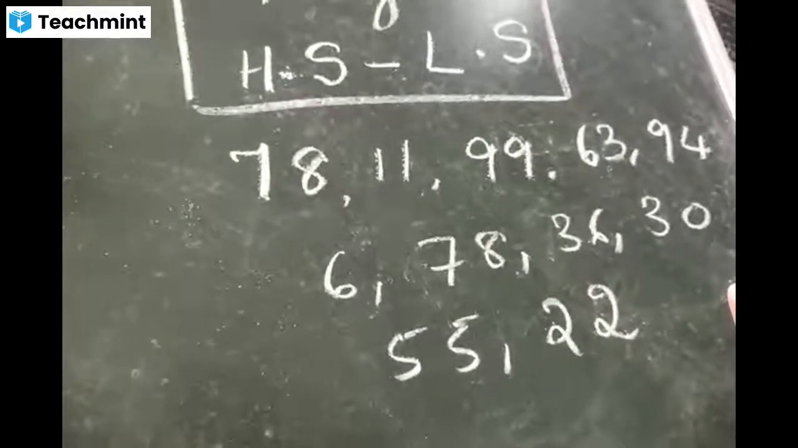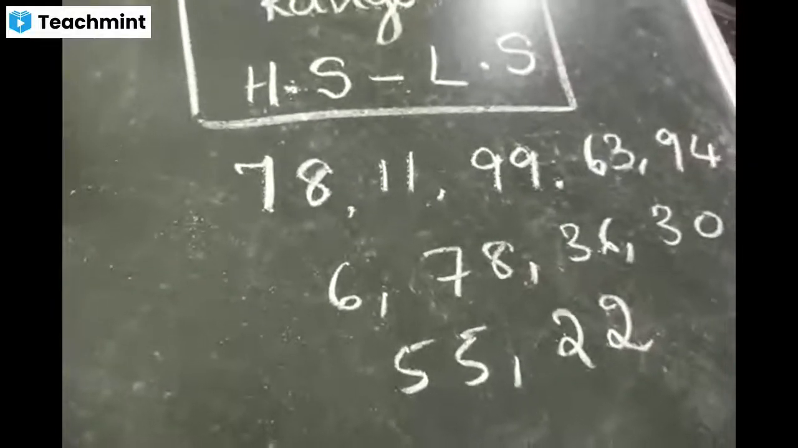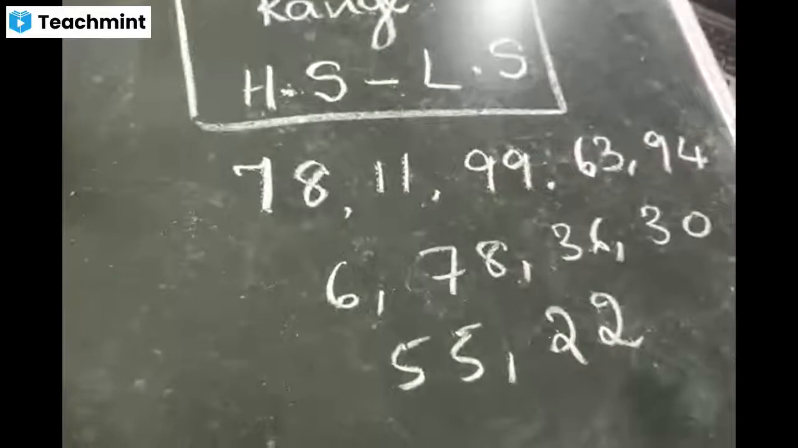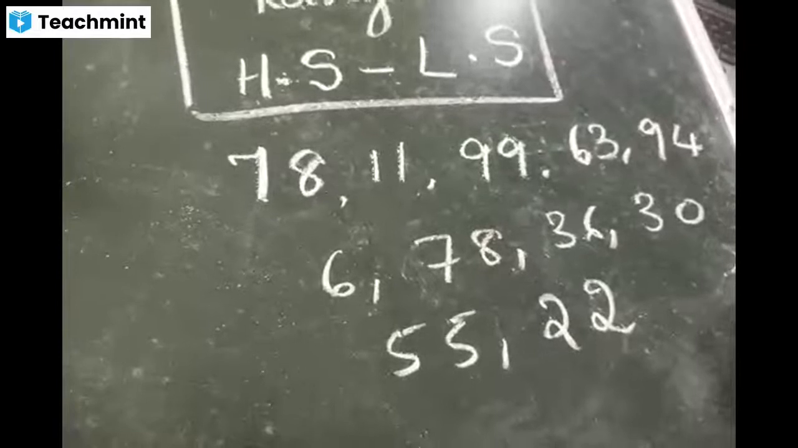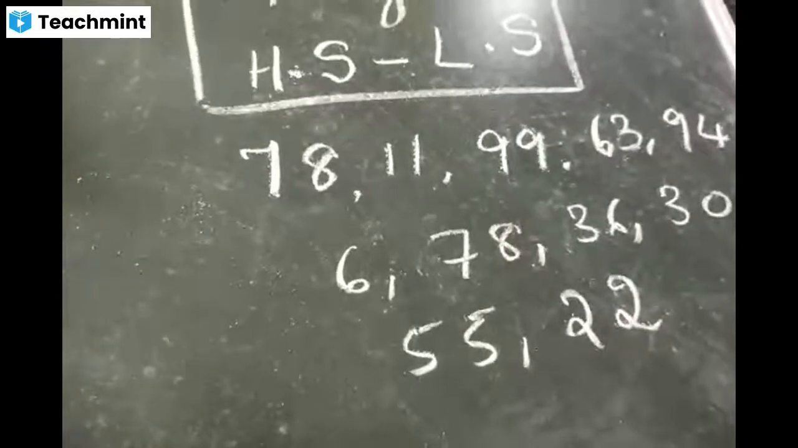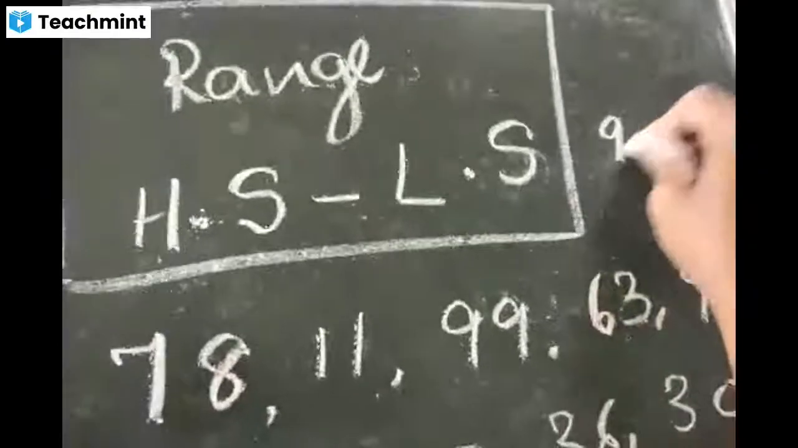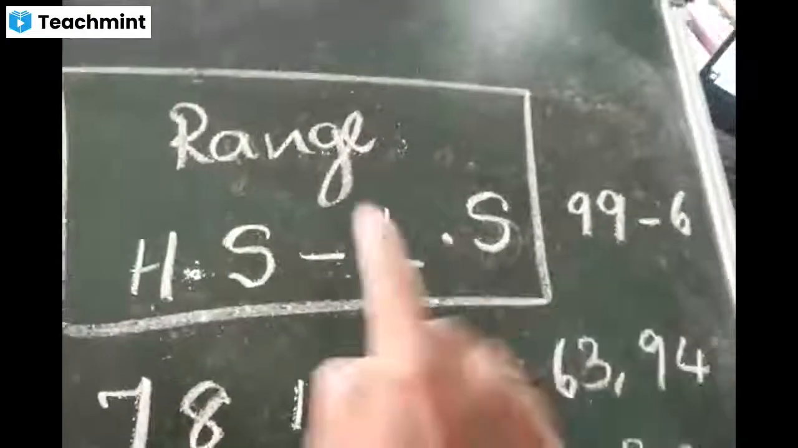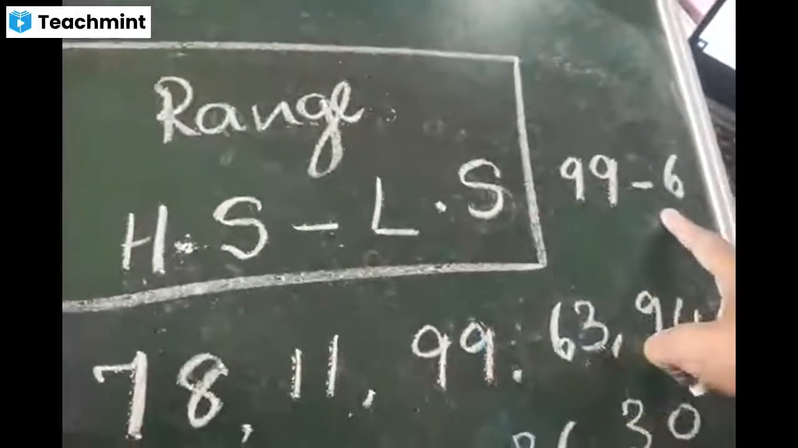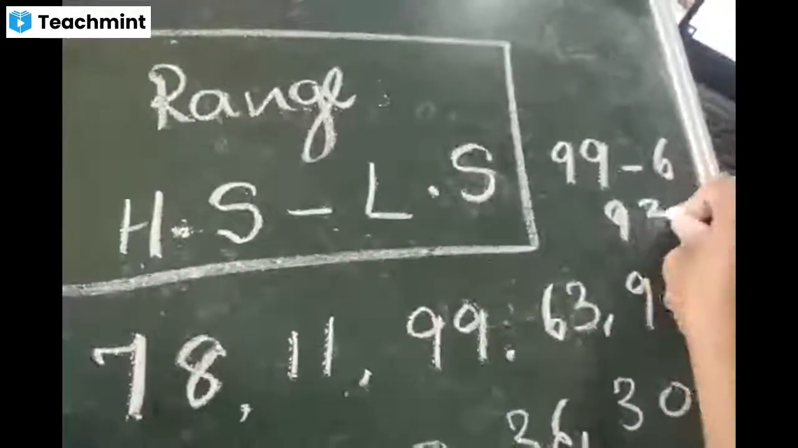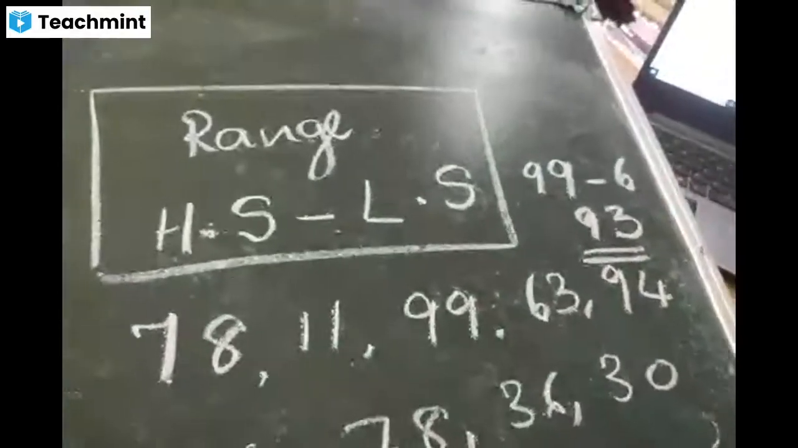Tell me the answer. Unmute and tell me the answer. Smallest number is 6. Greater number. Why are you not unmuting? 99. So what do we have to do now? Greater number is 99, smaller number is 6. So range means highest score minus the lowest score, isn't it? 99 minus 6 is what? 93. 93 is the answer. This is called the range.